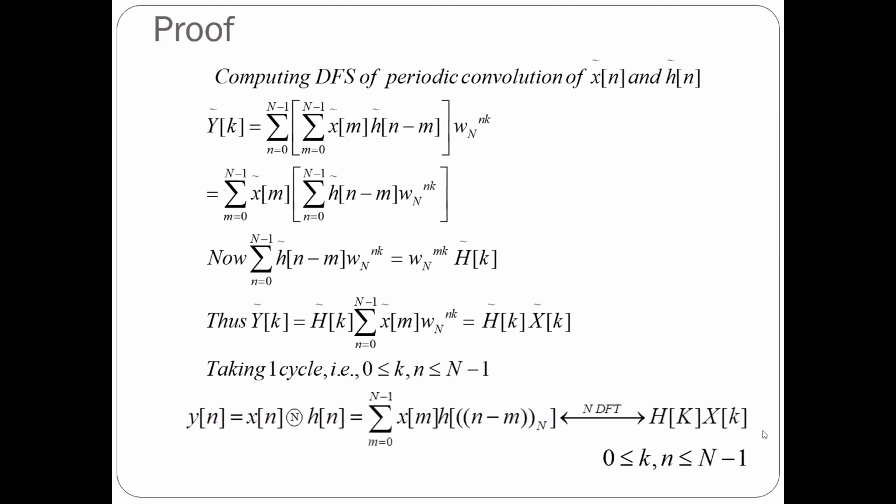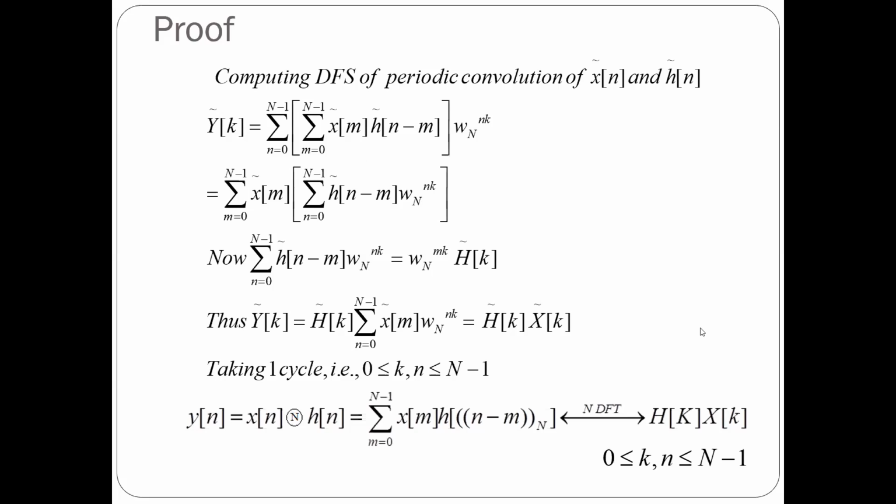Is this understood? I hope this is understood. If you have any doubts, please ask now. There are a few typos in this slide. One is this should have been m equal to 0 to N minus 1. This should have been W raised to mk. And here, instead of small k, I have put a capital K. I hope this is understood. If anyone of you has any doubt, please ask. Seems fairly straightforward. Clear.